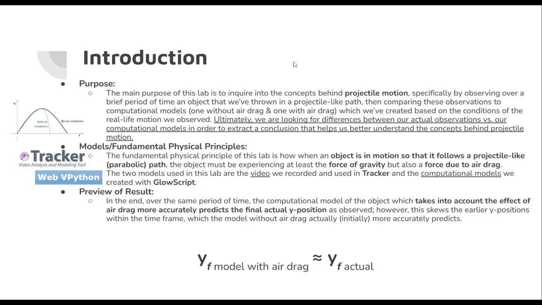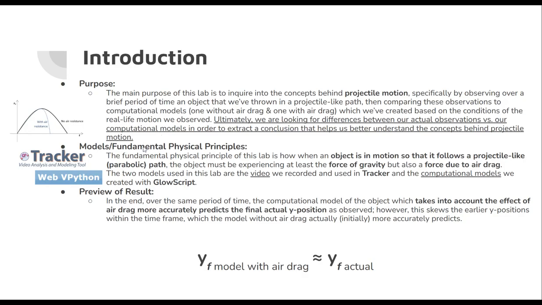We are investigating the essential concepts behind the idea of projectile motion, observing an object over a brief period of time that's thrown in a parabolic-like path, and comparing these observations to two computational models, which will make one taking into consideration air drag and one without taking into consideration air drag. And then ultimately we're looking for differences between our actual observations and our computational models in order to extract some type of conclusion, helping us better understand the idea of projectile motion.